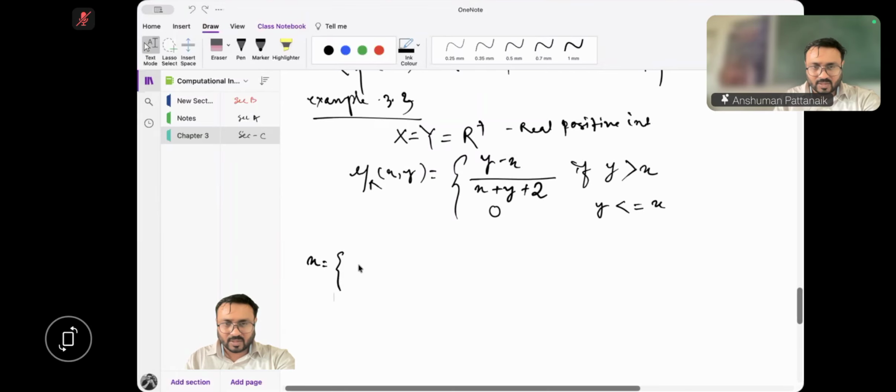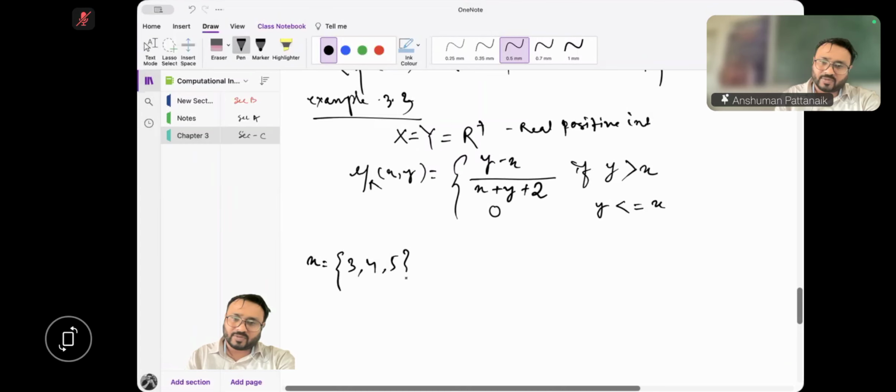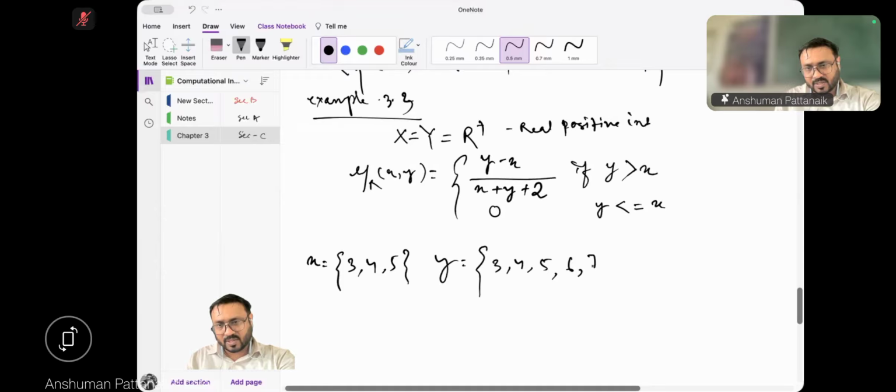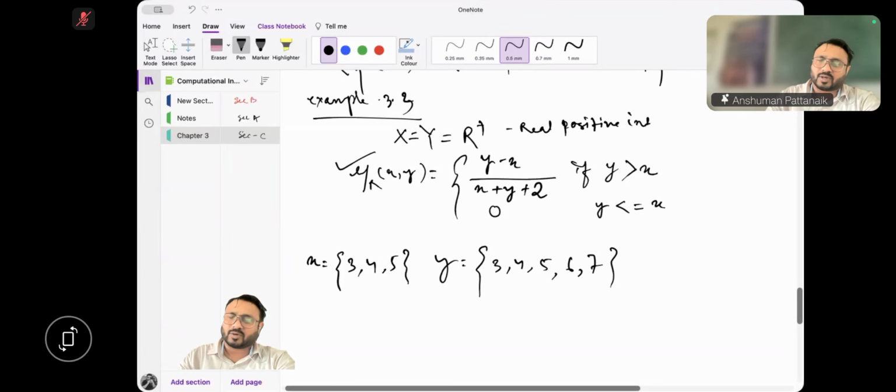and the y values as 3, 4, 5, 6, and 7. Calculate the membership function based on the values given, this is x, this is y. So you calculate in the form of tabular data. Take your calculator and solve it. Then I will explain. Okay, go ahead.